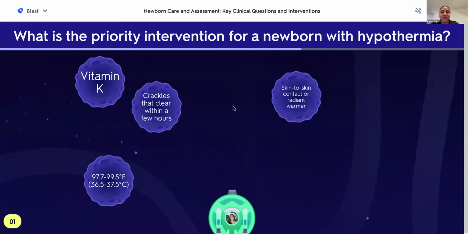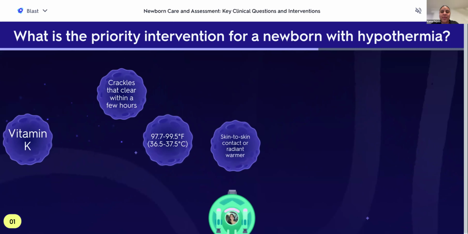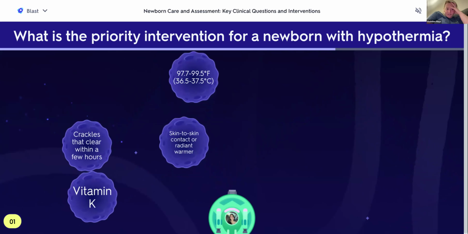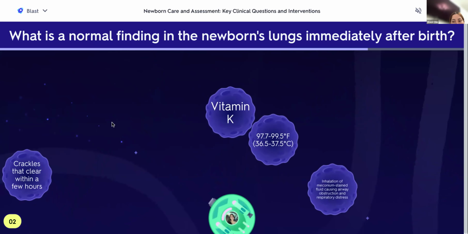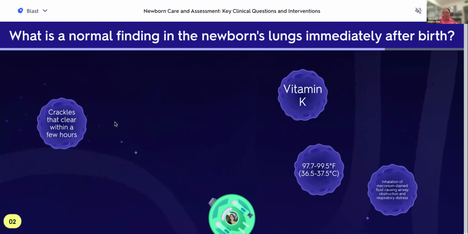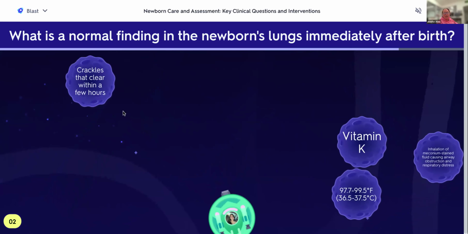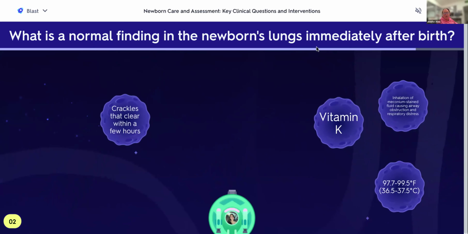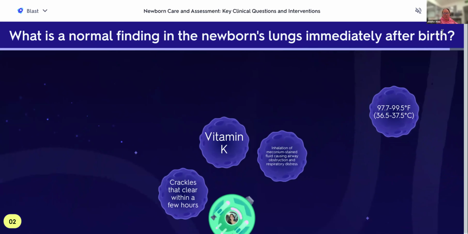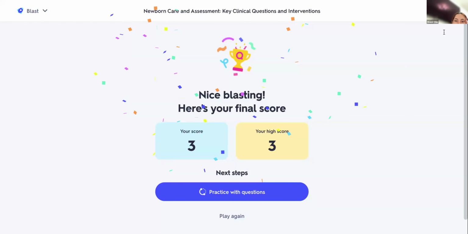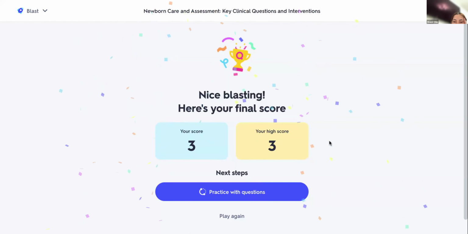What is the priority intervention for a newborn with hypothermia? Skin to skin. Good. I want to talk to you guys about hypothermia for one second. We did not cover cold stress in our lecture, and I just want to touch on that really quick. What's the first thing you do when a baby's born? Skin to skin. Skin to skin or dry them off. Yeah, you've got to dry them off.